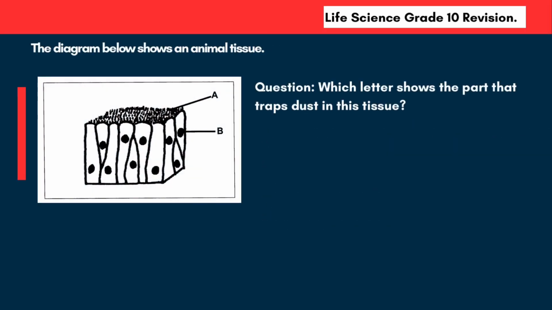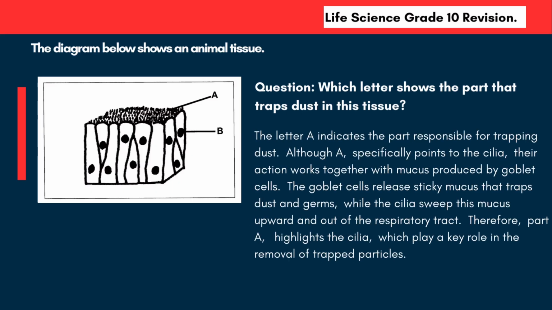Question: which letter shows the part that traps dust in this tissue? The letter A indicates the part responsible for trapping dust. Although A specifically points to the cilia, their action works together with mucus produced by goblet cells.